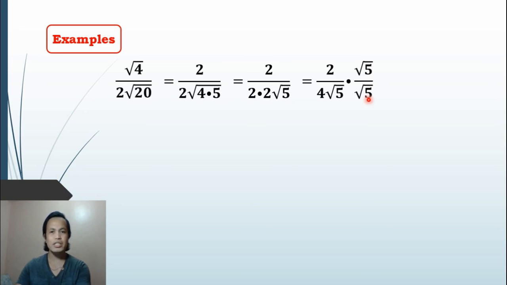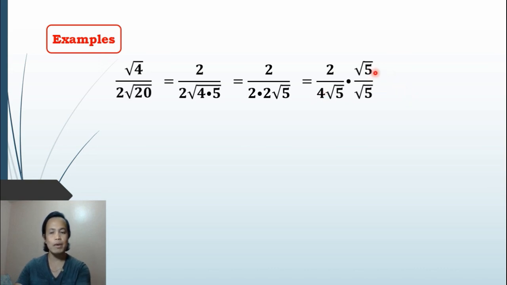We did not change the value of the fraction here because this is just equal to 1. So square root of 5 over the square root of 5 is equal to 1. And any number multiplied to 1 is the same number. So therefore, we just simply multiply this number to 1. So we did not change the value of the fraction. Our focus is to eliminate the radical symbol in the denominator. We can have a radical symbol in the numerator but never in the denominator. That's why we have to rationalize the denominator.